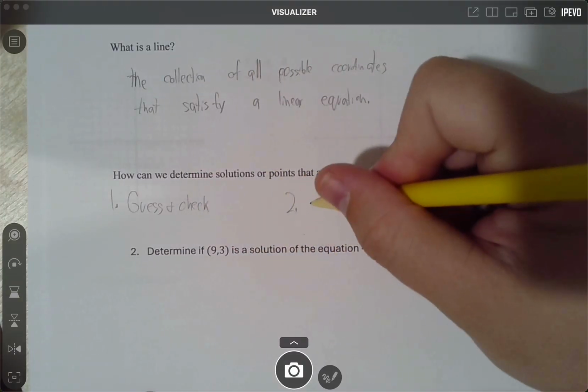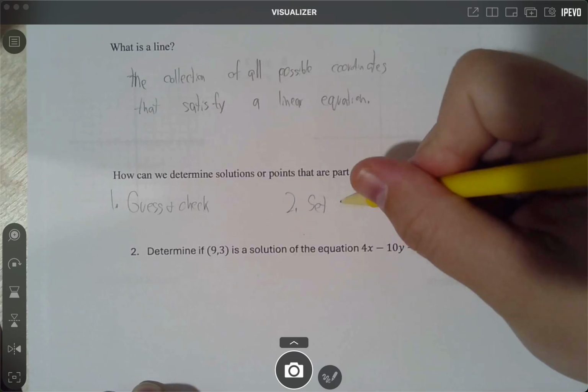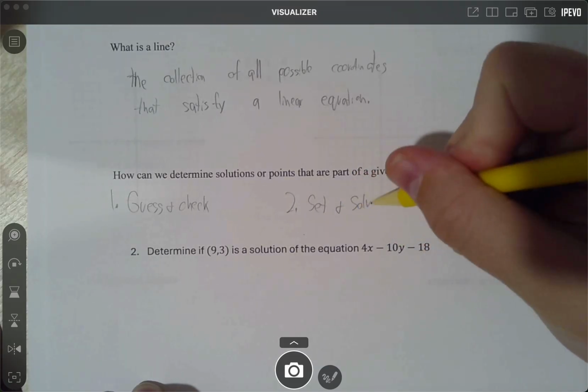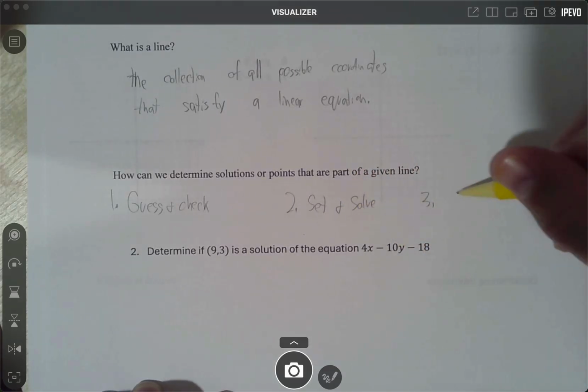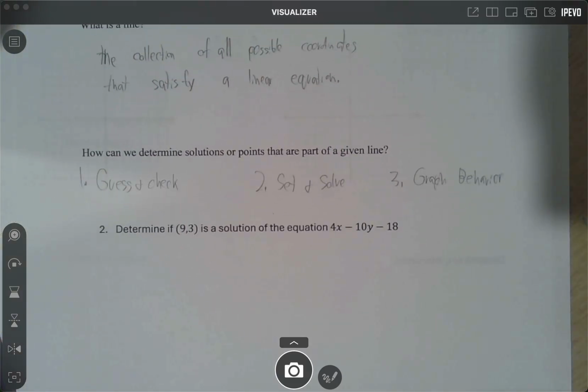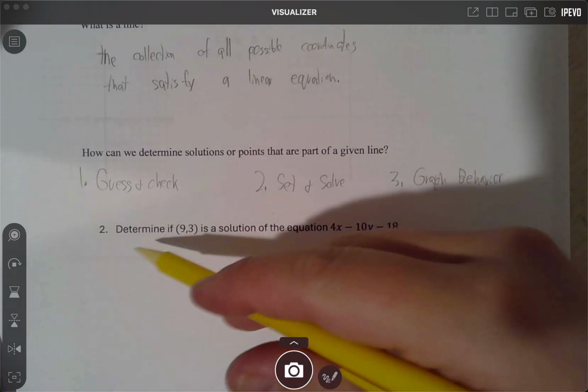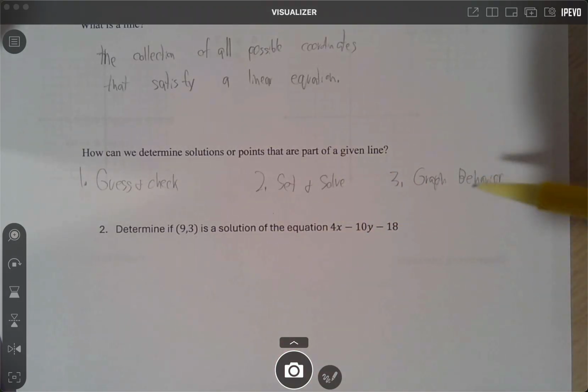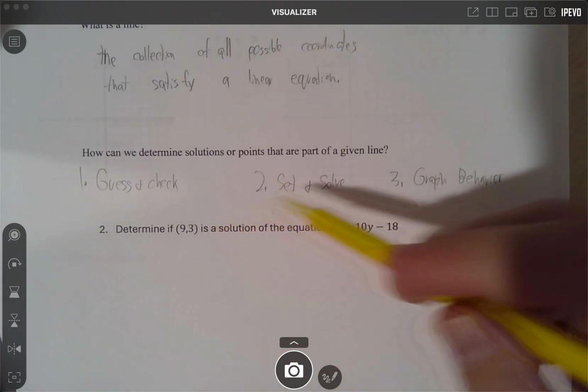Two, I guess I'll call it set and solve. And three would be called graph behavior. And that's really what we're going to be looking at in this section: how do I do all three of these? So this first example, our second example of 3.1, would be a guess and check, so to speak.